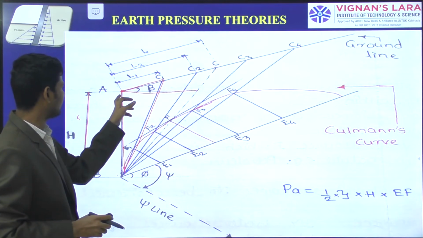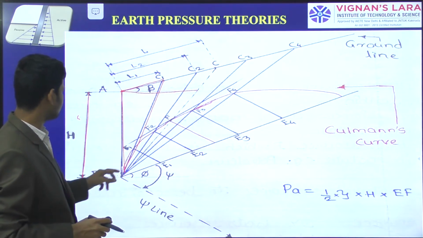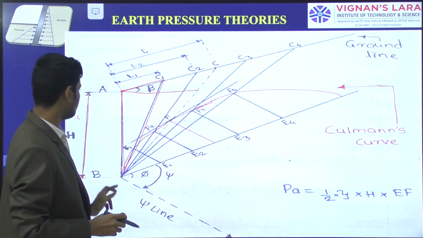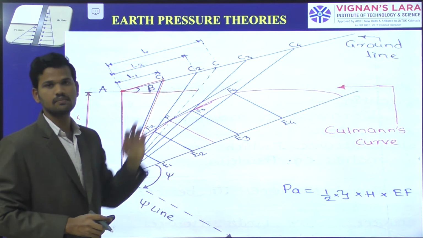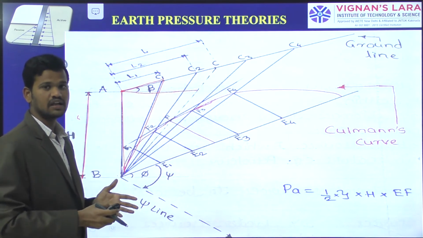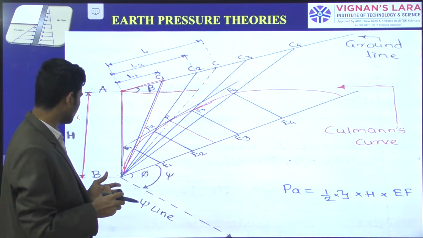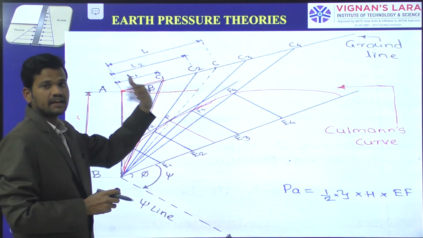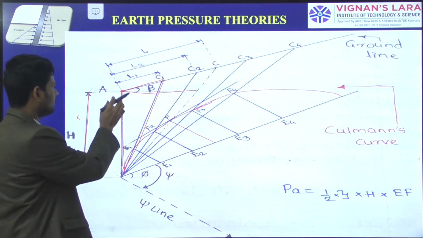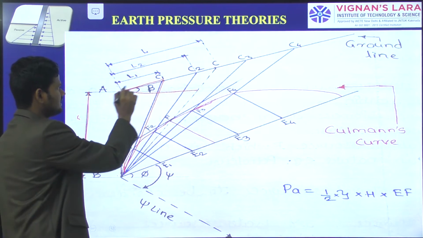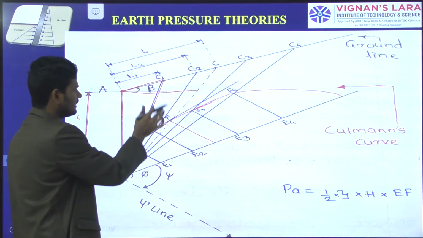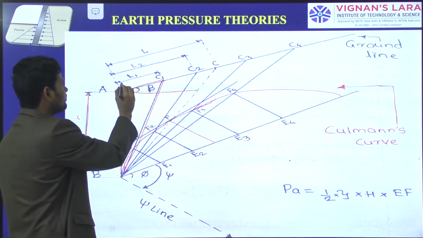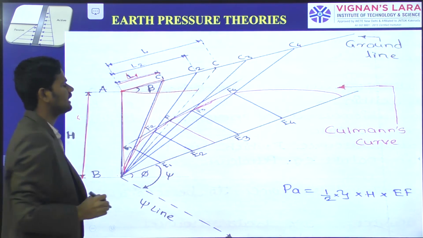We can take any trial wedge, ABC1 or ABC2 or ABC3 or ABC4, and we assume the length of the failure wedge at the top of the ground surface as a particular length. Suppose I am taking this ABC1 wedge. For this ABC1 soil wedge, I am taking the length of the wedge as L1.